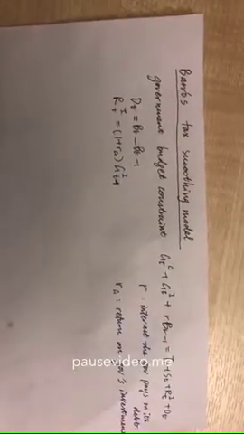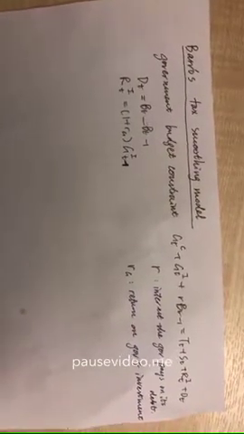In this video, I'm going to talk about Barro's tax smoothing model and some of its implications, including the condition of tax smoothing, when that will happen, and also the optimal government deficit. So the first thing I'll need is the government budget constraint, written here.